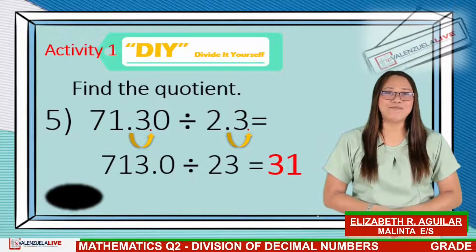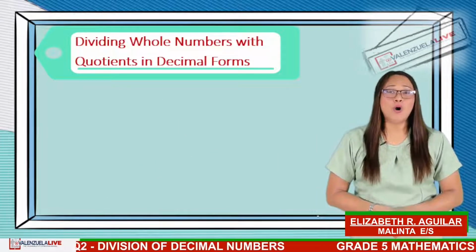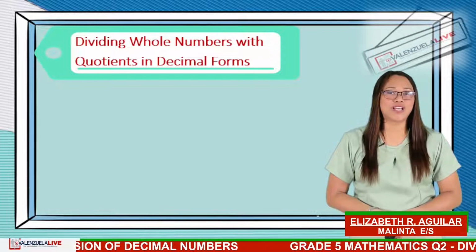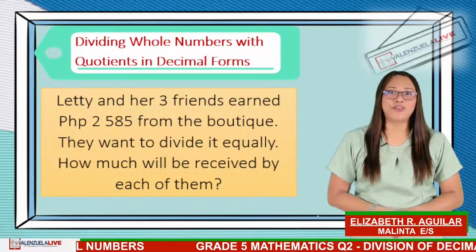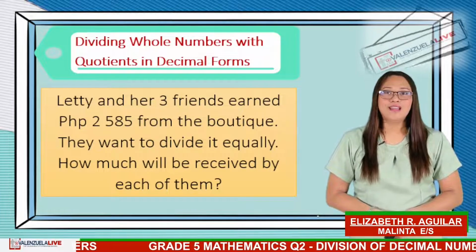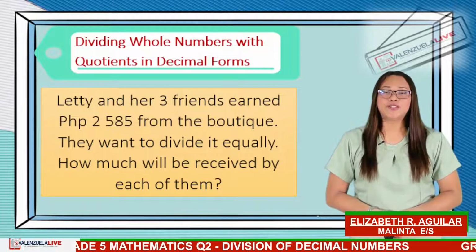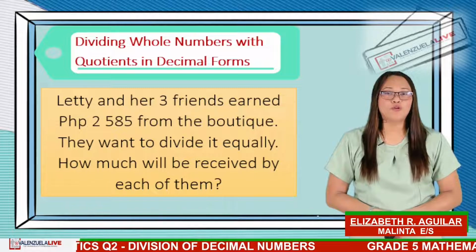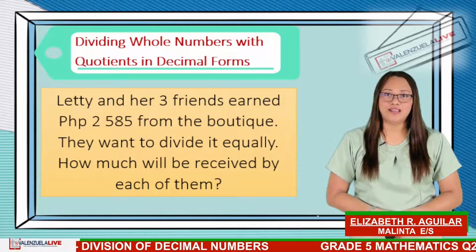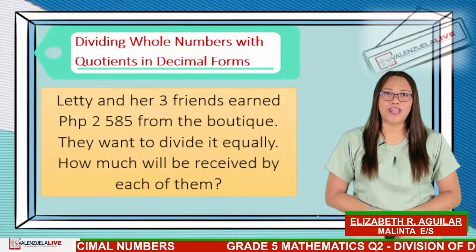Congratulations, Grade 5 mathletes. So this time, we have to divide whole numbers with quotients in decimal form. So I have here another problem. Letty and her 3 friends earned 2,585 pesos from the boutique. They want to divide it equally. Now, how much will be received by each of them?